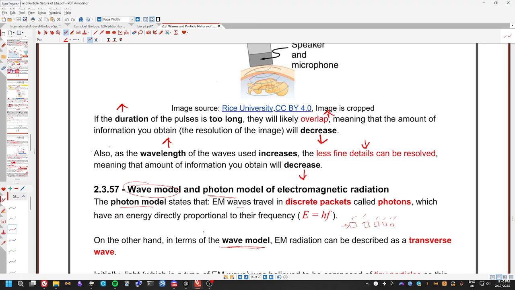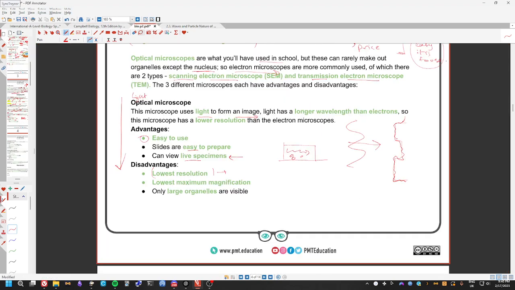There you go. As the wavelength of the light increases, the less fine details can be resolved, meaning the amount of information that you could obtain decreases. The same thing is happening here, in the sense that when light has a greater wavelength, you're picking up less fine and minute details, so the resolution will be lower as the wavelength increases.